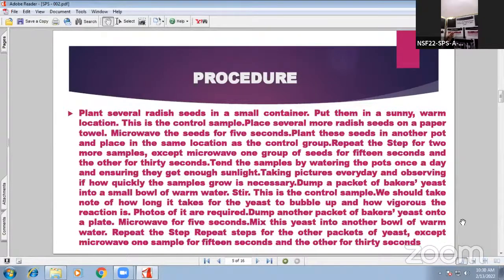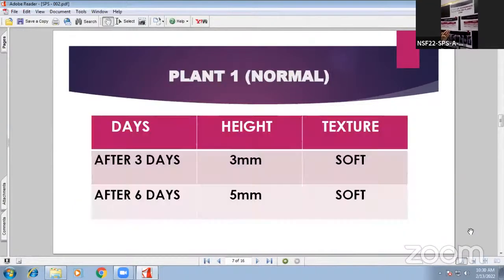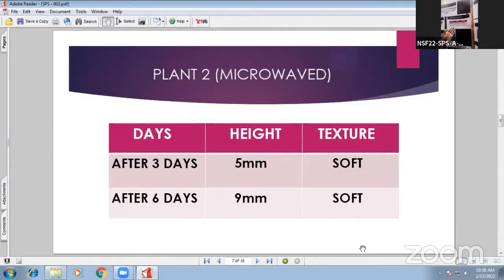After the plants germinate, the normal plant which was not microwaved had a height of 3 mm after 3 days. After 6 days it was 5 mm. The plant which was microwaved was 5 mm after 3 days and 9 mm after 6 days.